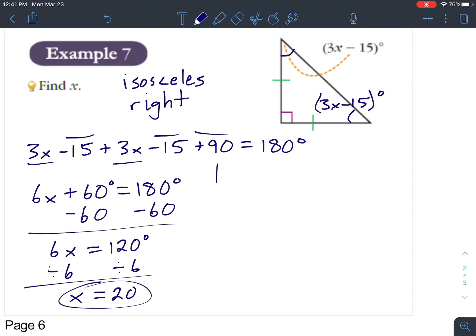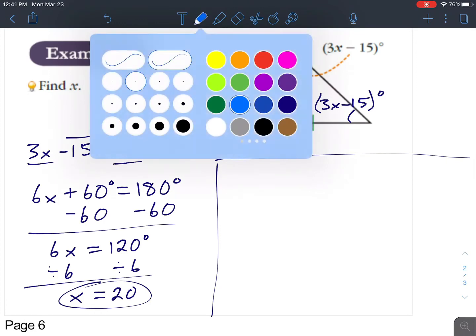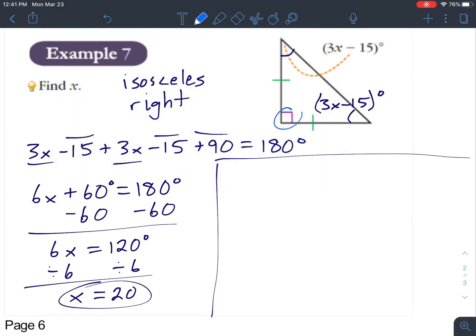Now, I did promise you that there's going to be a faster way that we could solve this, and I'm going to demonstrate right here. If we already know that this angle is 90 degrees, then we know that these two here add up to 90 degrees as well. So if those add up to be 90 degrees, then what we could do, instead of 3x minus 15 plus 3x minus 15 equals 90, I'm going to write this left side a different way. Kind of like what we did in one of the earlier questions. If there's two of them, why don't I just write 2 times 3x minus 15 is equal to 90.